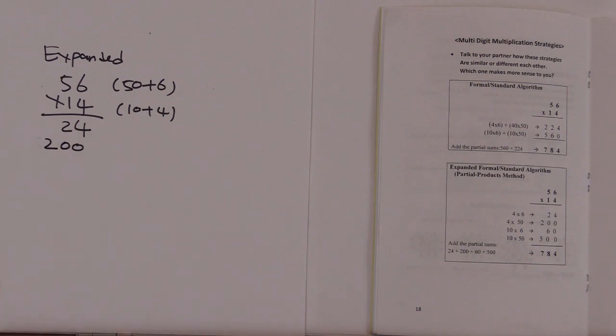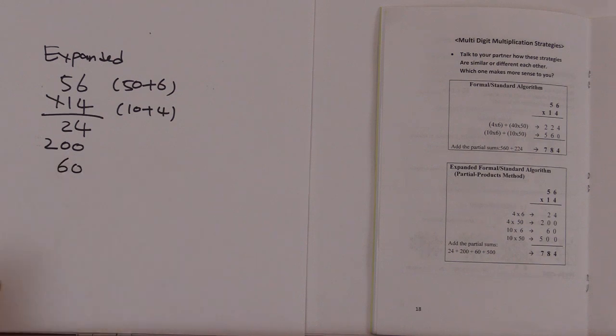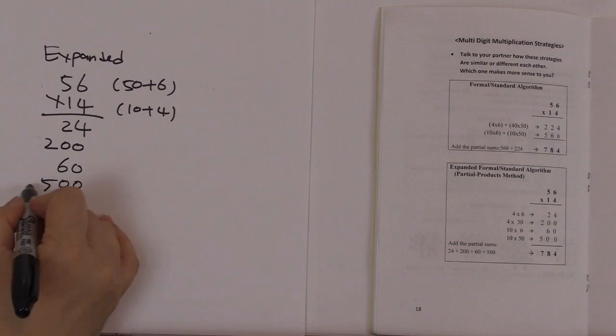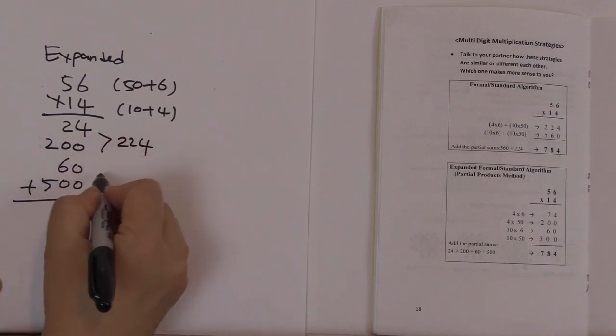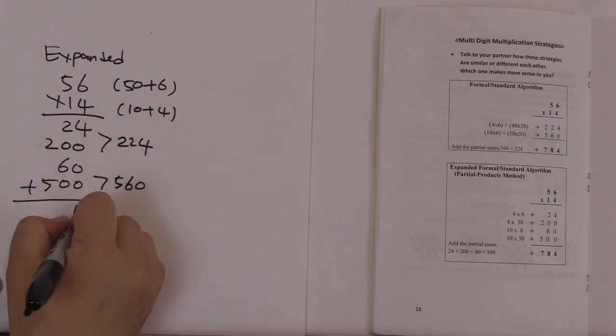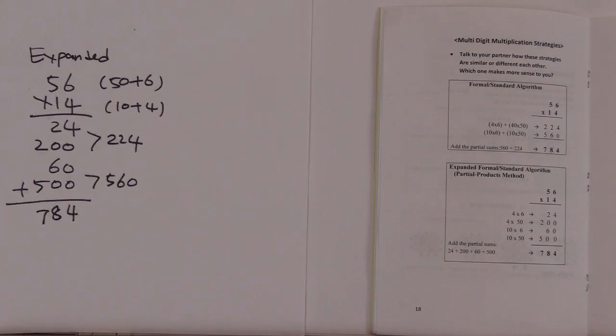And am I done? No, I have to do 10 times 6, which is 60. And also I need to do 10 times 50, which is 500. I'm going to add all the numbers. This is 224. This is 560. So I'm going to add all the numbers together. So my answer is 784, the same as the other one. So let's compare this.